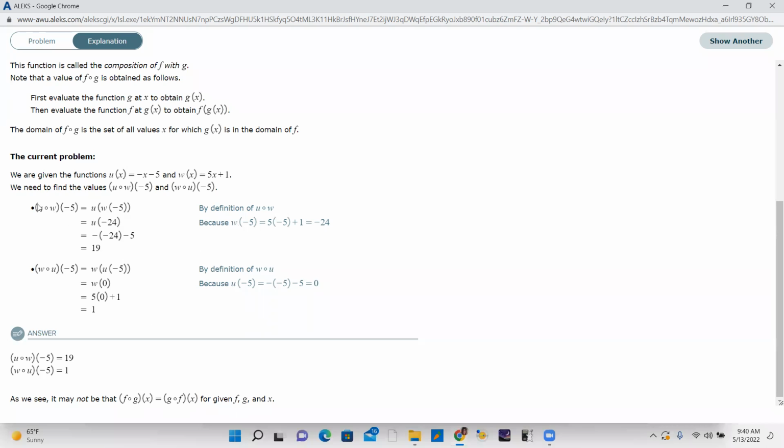So notice that the order of the composition makes a difference. It turns out that if two functions are inverses of each other, when you compose both ways, you get the same thing. But in general, it's not true. And they point that out here. As we see, it may not be the case that f of g equals g of f.